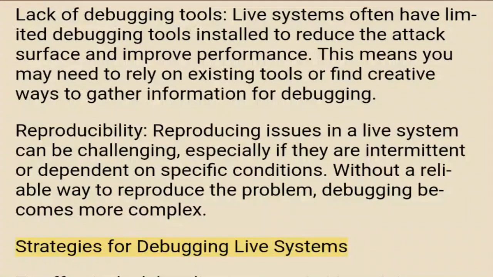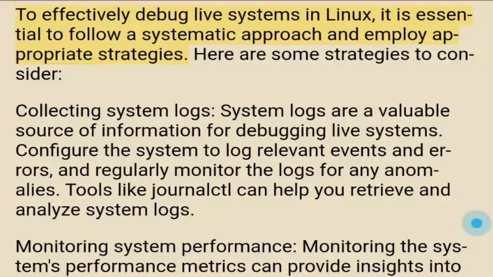Strategies for debugging live systems. To effectively debug live systems in Linux, it is essential to follow a systematic approach and employ appropriate strategies. Here are some strategies to consider. Collecting system logs. System logs are a valuable source of information for debugging live systems. Configure the system to log relevant events and errors, and regularly monitor the logs for any anomalies. Tools like journalctl can help you retrieve and analyze system logs.